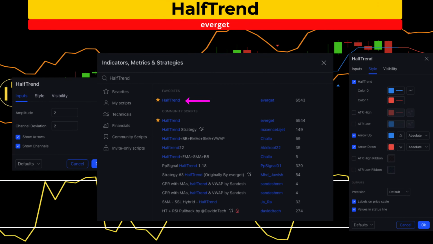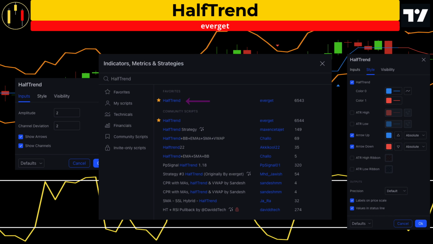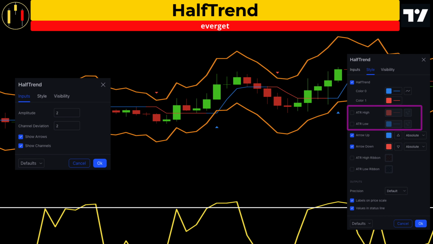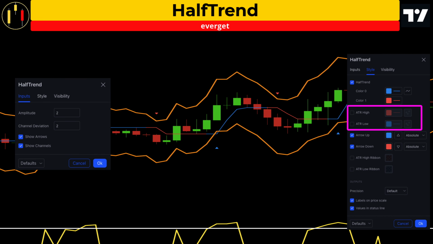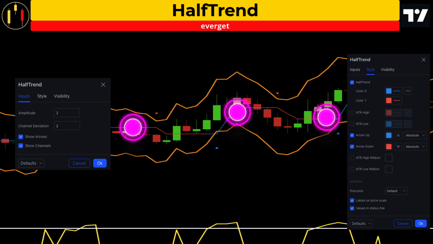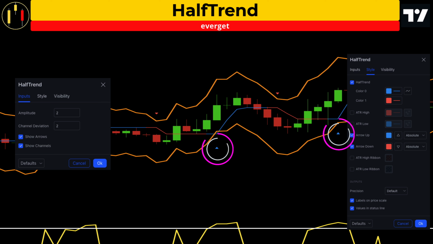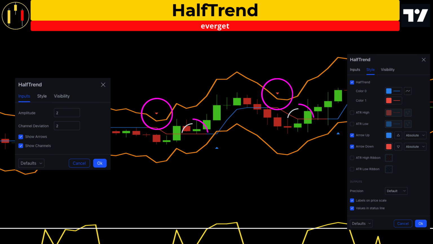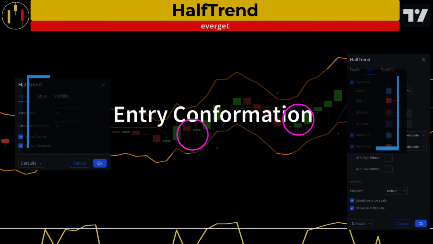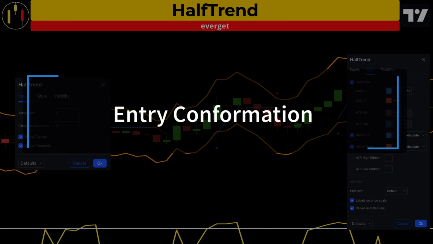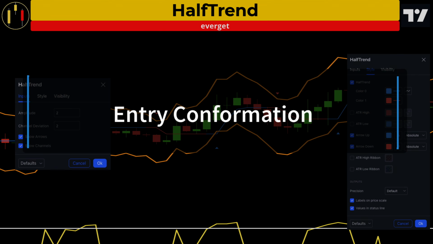The first indicator is the half trend. Inputs will be kept at default, and I am going to remove the ATR high and low in addition to removing both ATR ribbons. The half trend is a short-term trend indicator that works similar to the super trend. A blue triangle followed by a blue line indicates a bullish trend, and a red triangle followed by a red line indicates a bearish trend. In Prime 86, the half trend will be used as a precondition for entry.